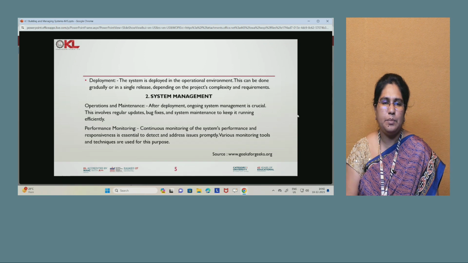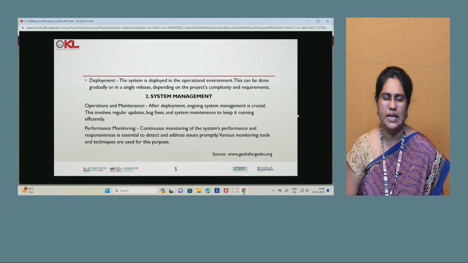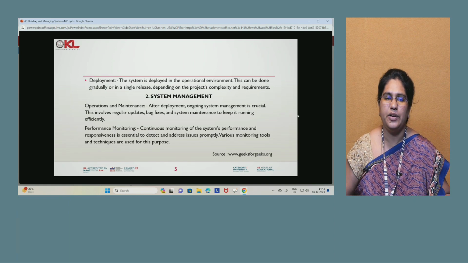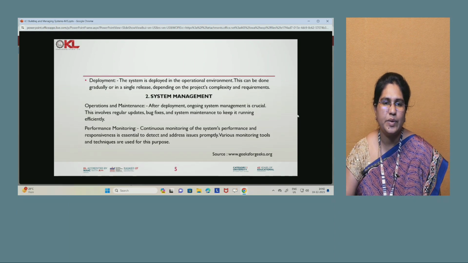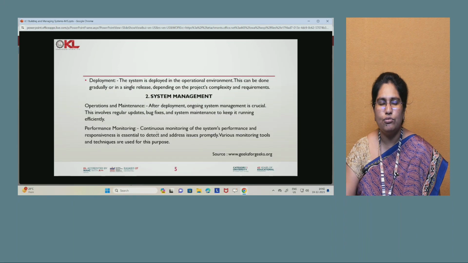So, operations and maintenance. After the deployment stage, ongoing system management is very crucial. This involves regular updates, bug fixes, and system maintenance to keep it running efficiently. This is done after the deployment phase. After that, performance is monitored. Performance monitoring is very important because it is a continuous process. We have to continuously monitor the system performance.